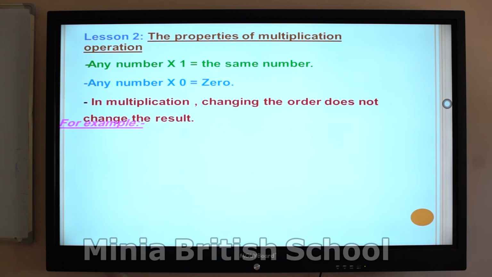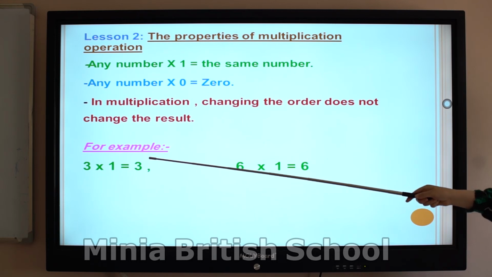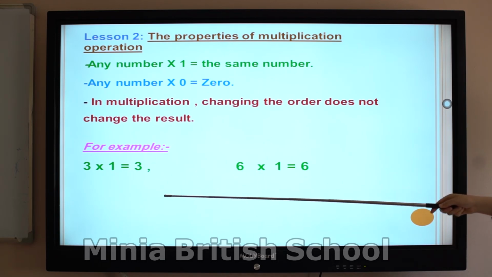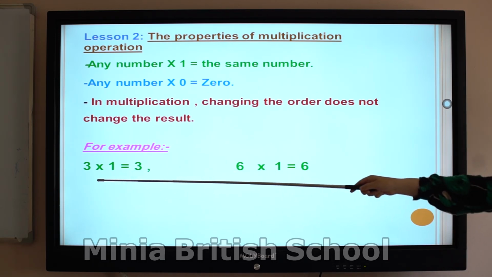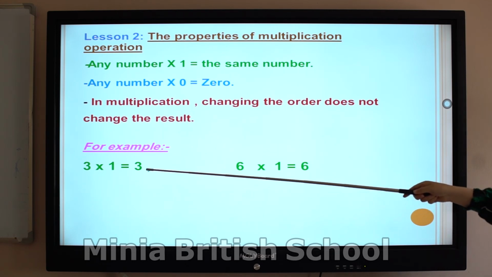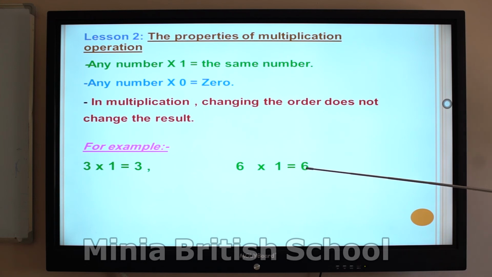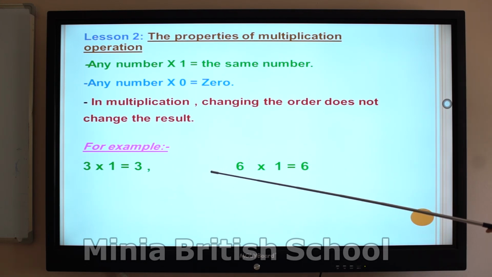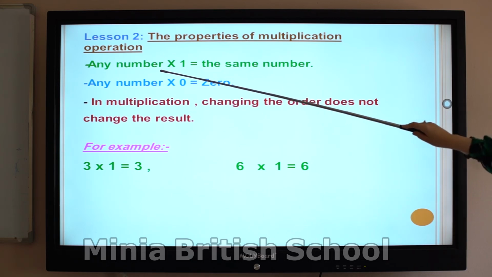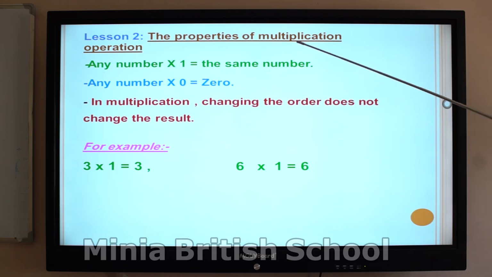Okay, for example, in number 1, any number times 1 equals the same number, like 3 times 1 equals 3. Why? Because here I repeated 3 one time, so the result will be 3. 3 times 1 equals 3. 6 times 1 equals 6. 8 times 1 equals 8. 9 times 1 equals 9. So any number times 1 equals the same number.